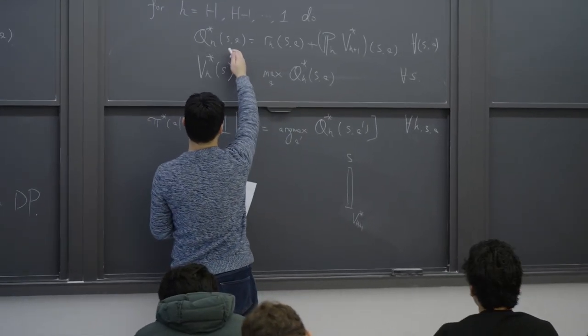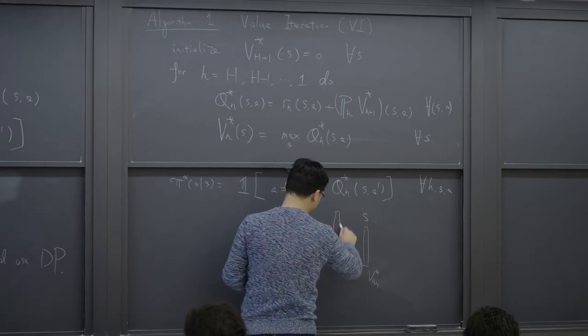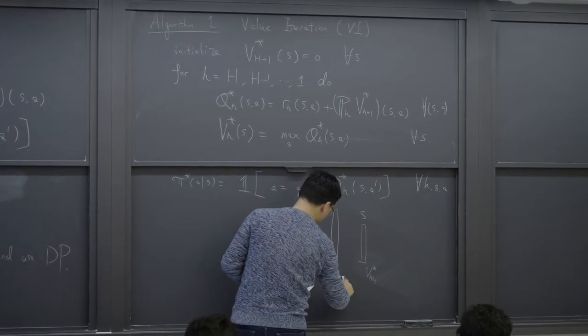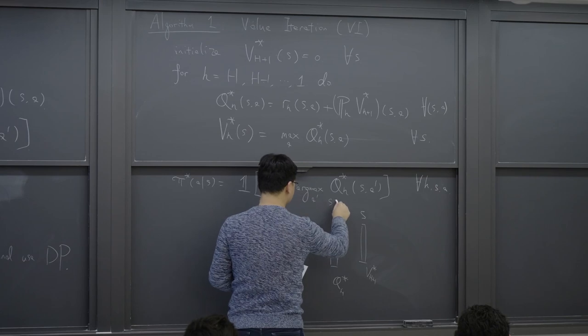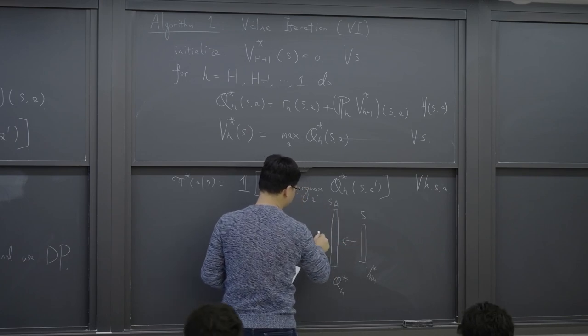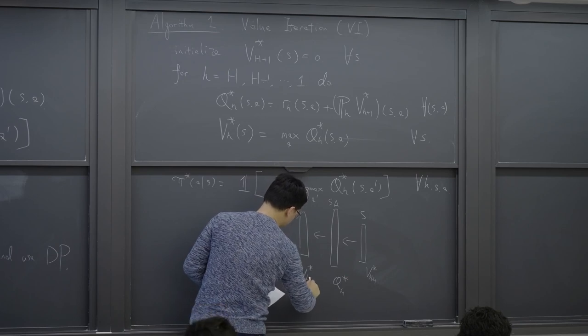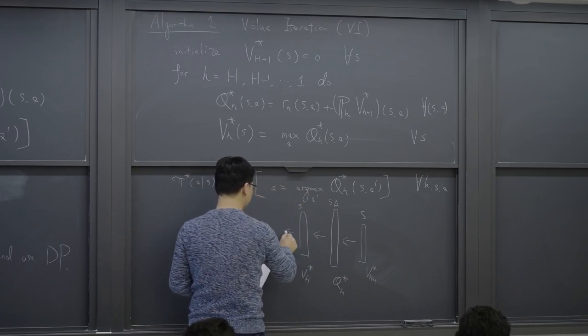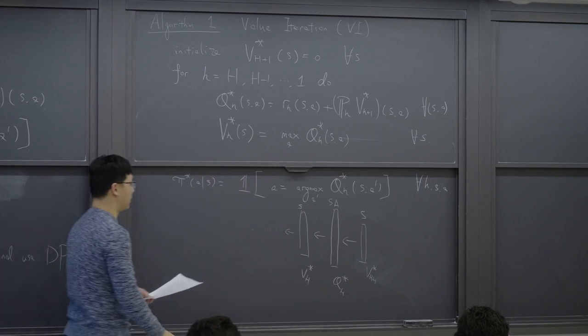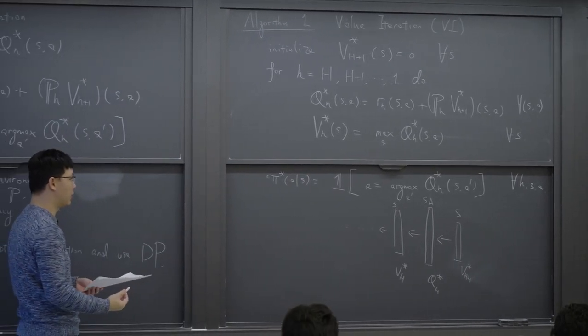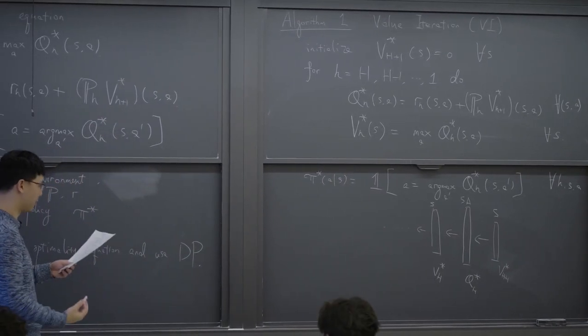Then the first step, we compute Q star H, which is an SA-dimensional vector. And then we compute V star H, which is an S-dimensional vector, and go on. Essentially, we only take some computation linear in H, and we can compute the optimal policy.